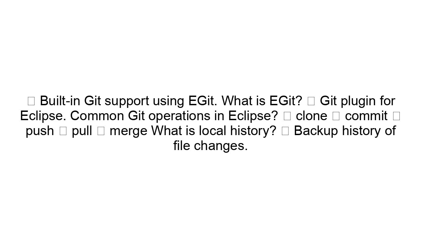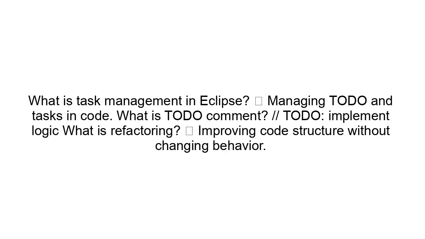Common Git operations in Eclipse: clone, commit, push, pull, merge. What is local history? Backup history of file changes. What is task management in Eclipse? Managing to-do and tasks in code. What is TODO comment? // TODO implement logic.